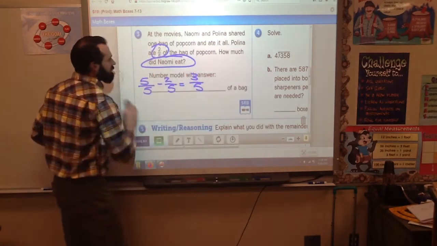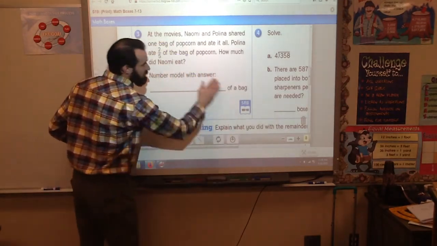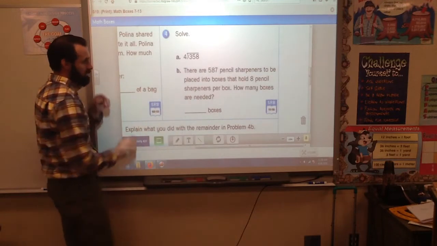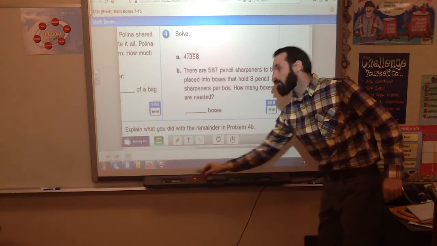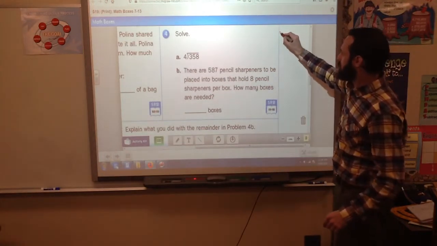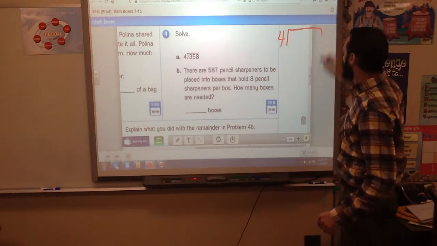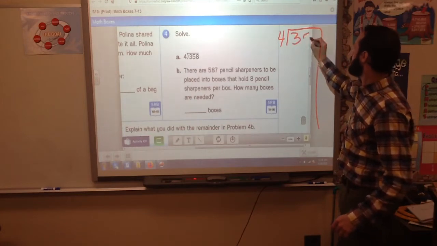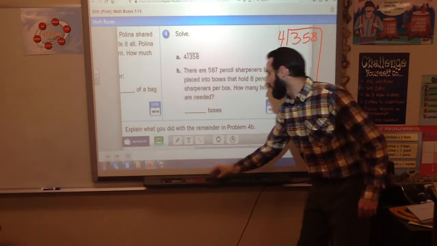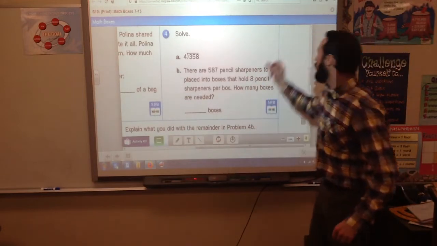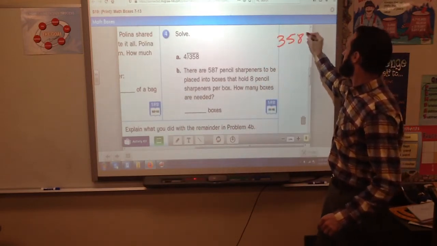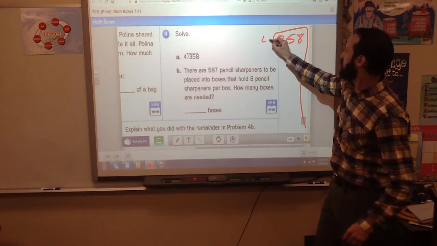Okay, probably the most time-consuming one maybe was doing these division problems. I'm going to do the first one here. There were remainders for both of these. So if we have 358, that's not going to leave me enough room on the side here to write in my work. So 358 divided by 4. There we go.